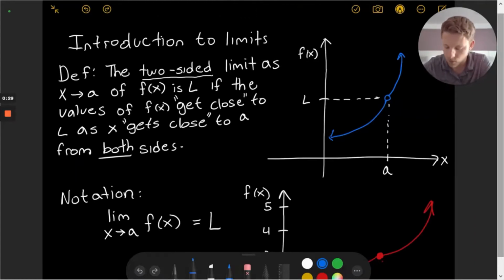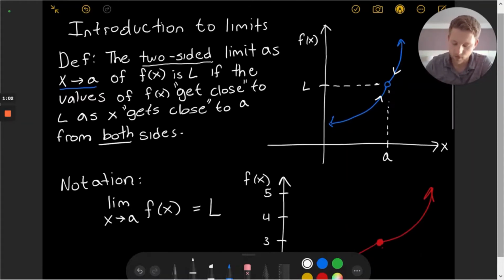So notice that when we use this arrow, this really means as x gets closer to a or approaches a. So in our diagram, let's consider this x value getting closer to this point a. As we approach our function from both the left and the right, we notice that as x approaches a, the functional value is approaching L. This is what we mean by a limit.